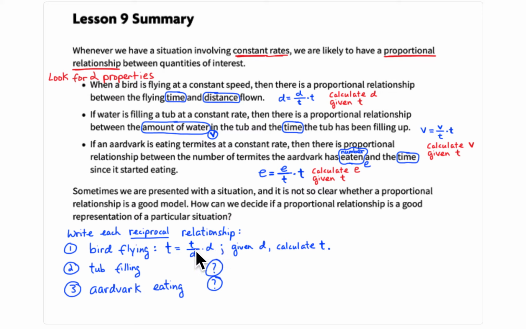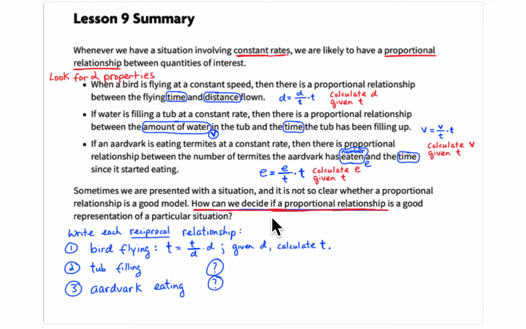So in this case, it takes 5 minutes to travel a mile. And then you're given a distance of 3.5 miles. So you're going to multiply this ratio times 3.5. You know the time for 1 mile, and you're given 3.5 miles. So how long did it take to travel that? Well, that's that ratio times 3.5 miles. So try to do the same for 2 and 3. Try to write the reciprocal relationship, or the reverse equation going the other way.